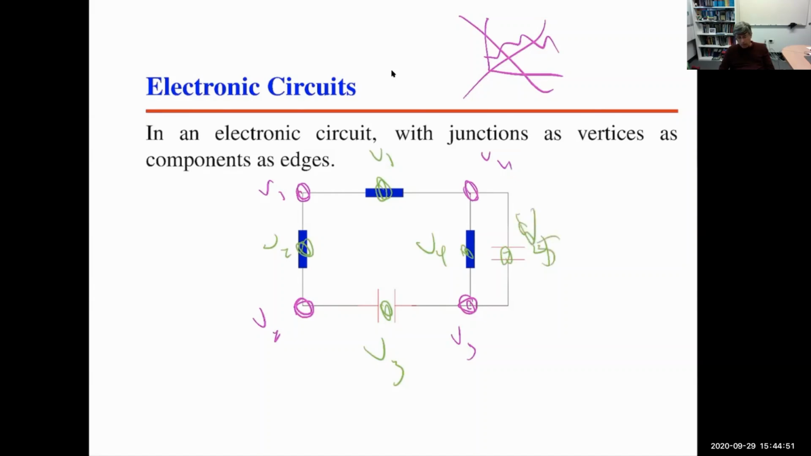And we have an edge between any 2 components that are directly connected to each other. These 2 are connected to each other. These 2 are actually connected to each other 2 different ways. This one is connected to this, and I guess you could say this one's also connected to that. Does everybody kind of see what I'm doing here? This one is connected to that. This one's connected to that.